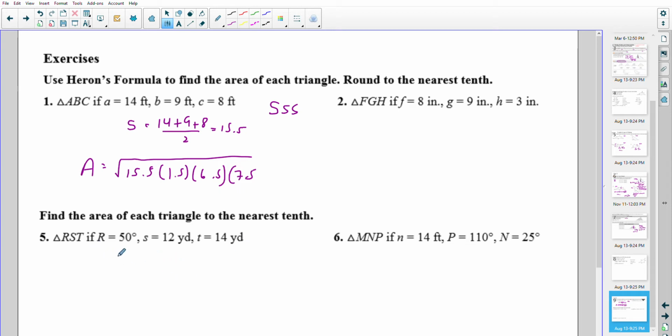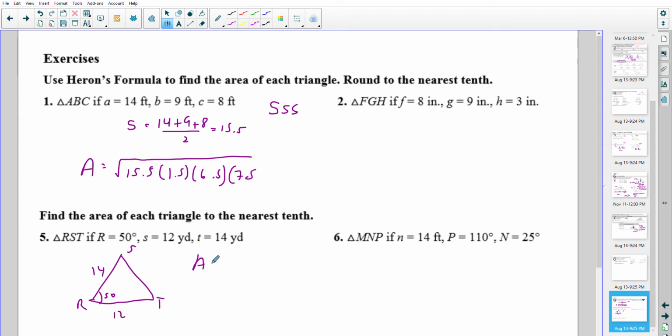The second type of problem is using the trig area formula. And so what I would do is I would just see what you're looking at here. If you know that R is 50 degrees, just labeling a general triangle, not worrying about the sides. You know, this is 12 and this is 14. Here's your side angle side case, so you can apply it.